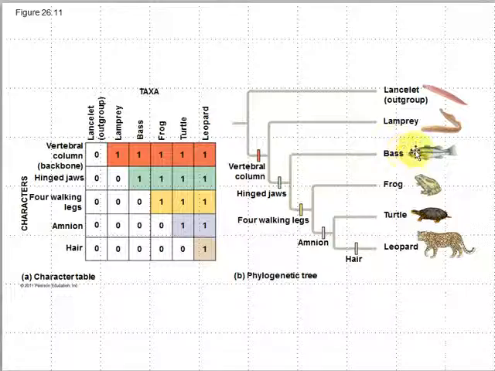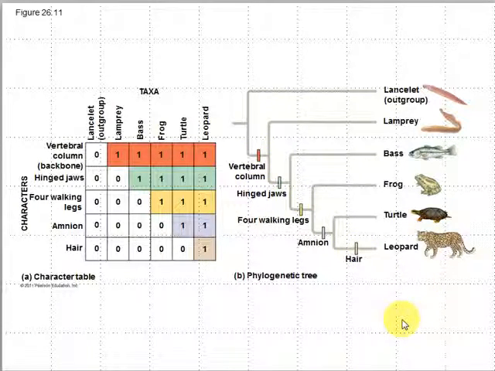How about four walking legs? How about an amnion, which is basically the covering or the sac that the embryo develops in? And then finally down to hair. So we can get more and more and more specific, and we can look at some of the various characteristics, and that helps us determine sort of an evolutionary pathway along the way until we get to our leopard that we're looking at, who has all of these traits on down the line. So that's one way of doing it, is to look at these derived characteristics.